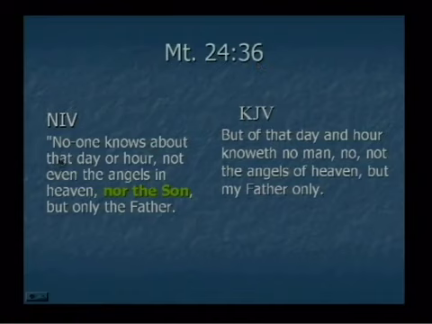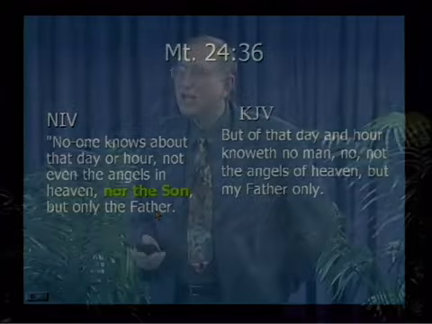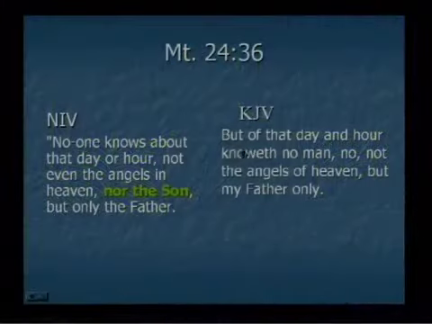No one knows about that day that we just read about, or hour, not even the angels in heaven, nor the Son, but only the Father. Have you read that text? Nor the Son? What does the King James Version say? But of that day and hour knoweth no man, no, not the angels of heaven, but my Father only. Where is the nor the Son bit?